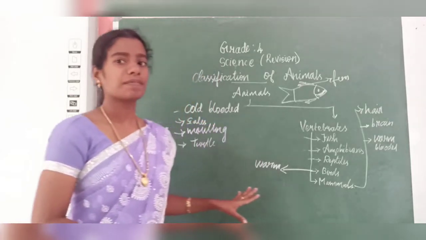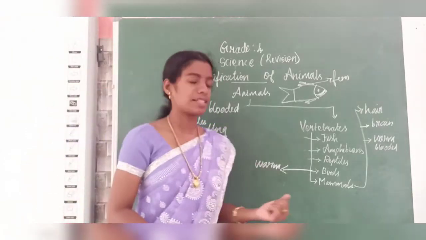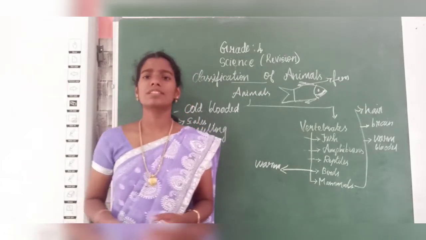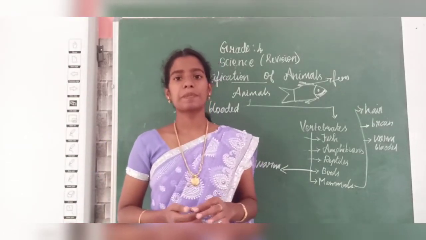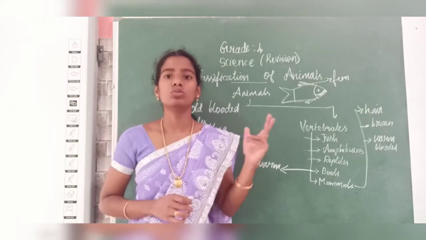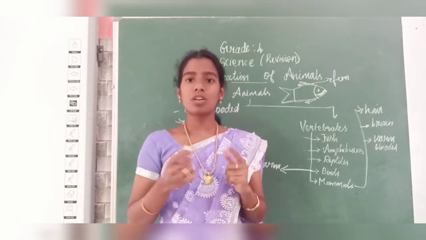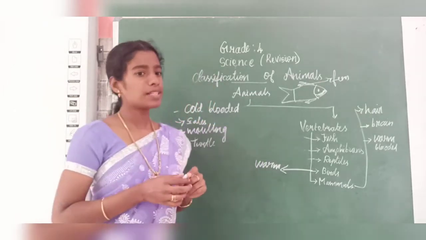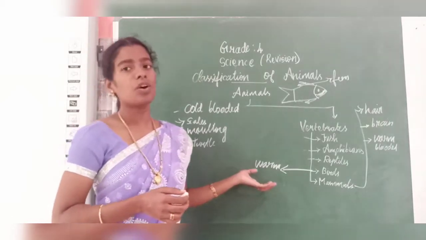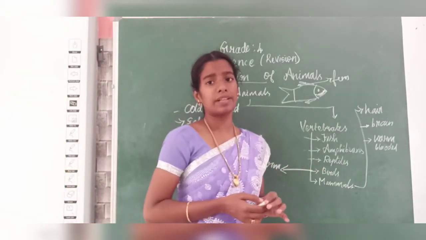Clear about this? Next is birds. Birds we all know, right? Say some examples of birds. Parrot, dove, crow. These are all examples of birds. About birds, birds are warm-blooded. What is warm-blooded?